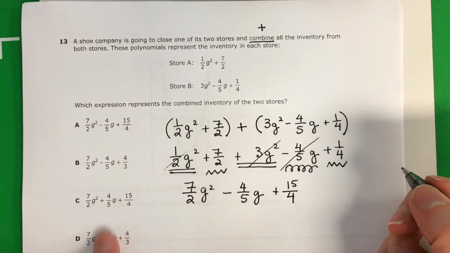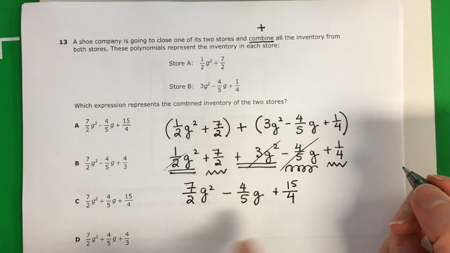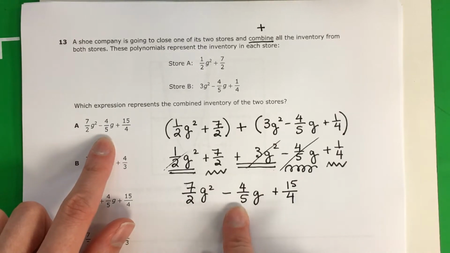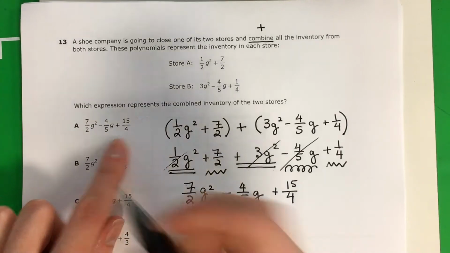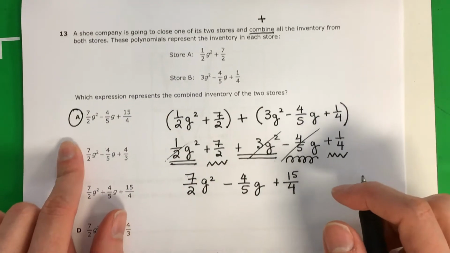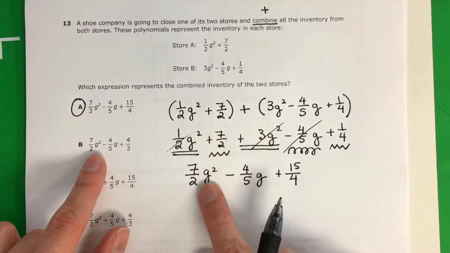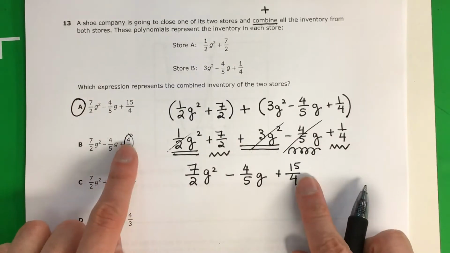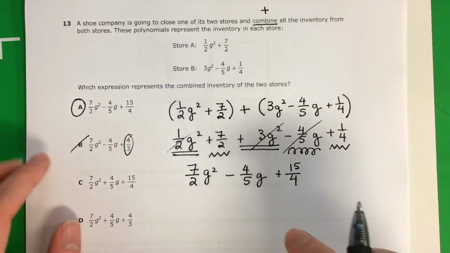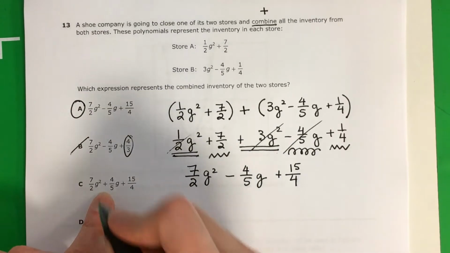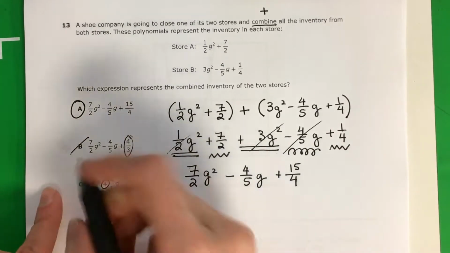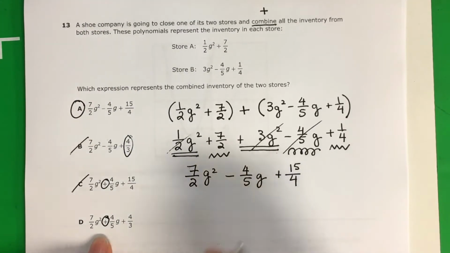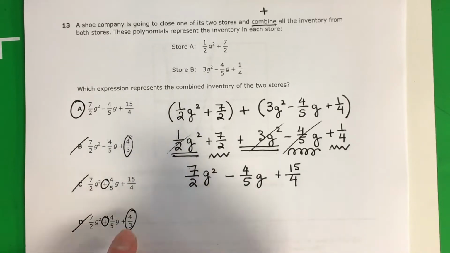Okay, now what I need to do is I need to figure out which one of these is exactly like this one. Well, let's see, 7/2 g squared minus 4/5 g plus 15/4. That one looks correct. A looks correct. Let's check all of them though, just to make sure I did not make a mistake. So what's wrong here is here, that's supposed to be a 15. What's wrong with this one? Well, this is supposed to be a minus, not a plus. What's wrong with this one? This is supposed to be a minus as well, not a plus. And here is wrong.